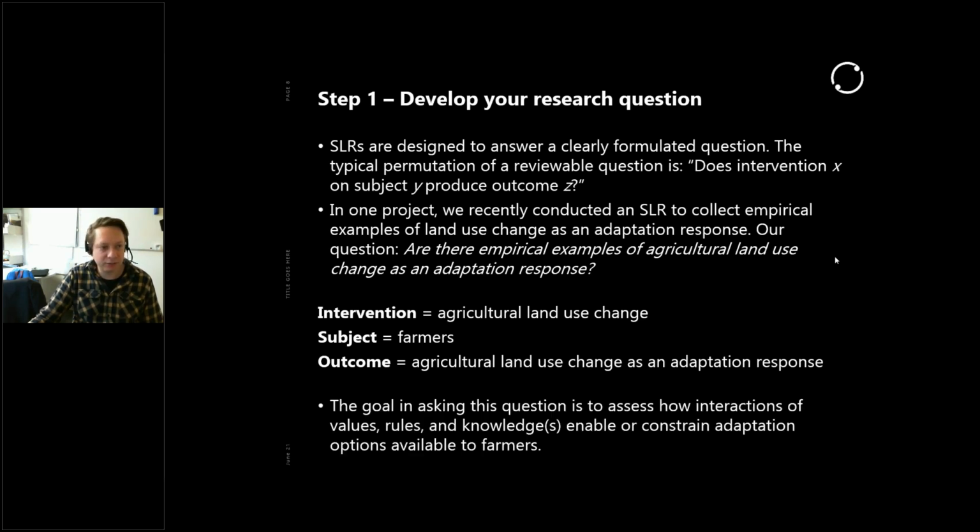And for this particular research, the goal in asking this question is to assess how interactions of values, rules, and knowledge enable or constrain adaptation options available to farmers. I won't go into this in too much detail because it's not important for learning about the overall element of an SLR, but it's important to understand that we had an analytical approach which was beyond just simply collecting papers and seeing what was there. We wanted to collect papers on agricultural land use changes and adaptation response in order to know how these different factors of values, rules, and knowledge enable or constrain adaptation options.